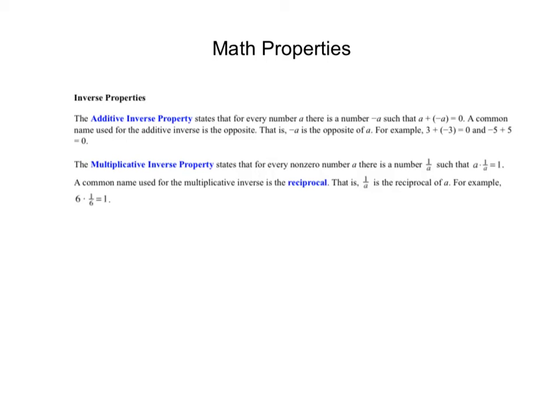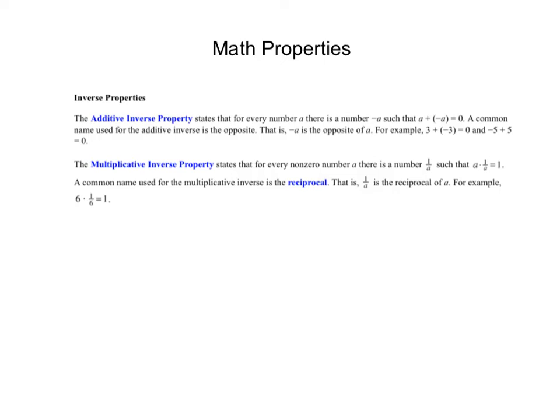All right, finally we have the inverse properties. We have additive inverse property and multiplicative inverse property. All right, the additive inverse property just tells us that if you take a number and you add its opposite, that you're going to get 0. And I think we understand that.